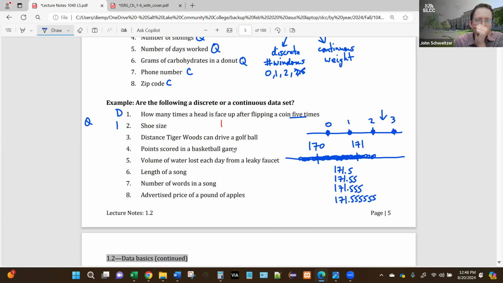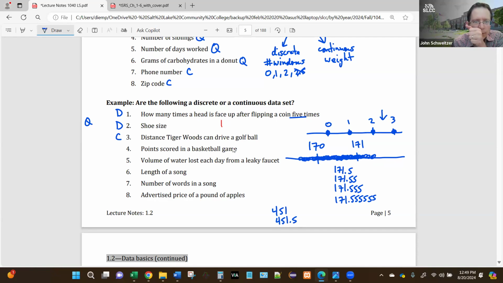Shoe size is also discrete. I'm not talking about the length of your foot. It's related, but it's different. When you order a shoe, it's either 8, 8.5, 9, 9.5, right? You typically don't order 8.3 or something, right? So they have these discrete shoe sizes. Distance Tiger Woods can drive a golf ball. Well, that's continuous because, again, he can drive it 451 yards, he can drive it 451.5 yards, right? There's no real limit to values there for a length.